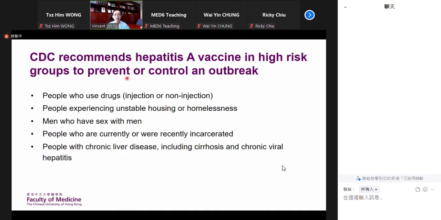This is the CDC recommendation on hepatitis A vaccination, mainly in high-risk individuals. Those high-risk individuals are injection drug users, people with unstable housing or homelessness, men having sex with men, and people who are recently incarcerated. For people with chronic liver disease, this is not a risk factor for acute hepatitis A, but we know that if they acquire acute hepatitis A, they are more likely to develop liver failure or succumb from the disease. And therefore, current recommendations are that they should receive HAV vaccination.